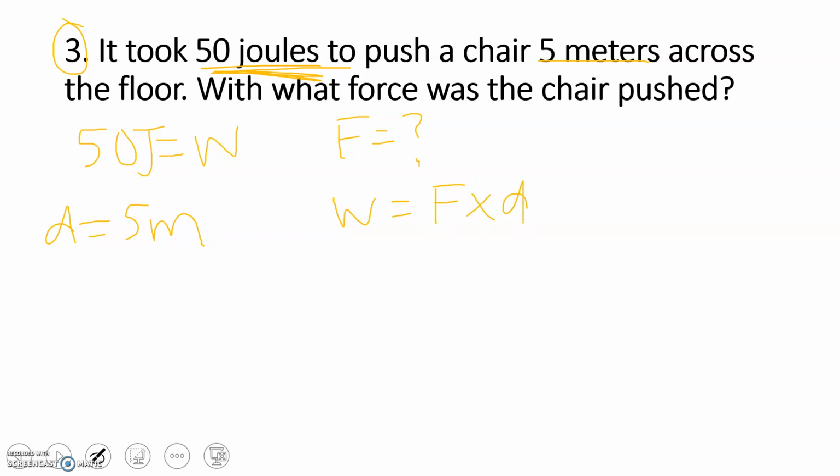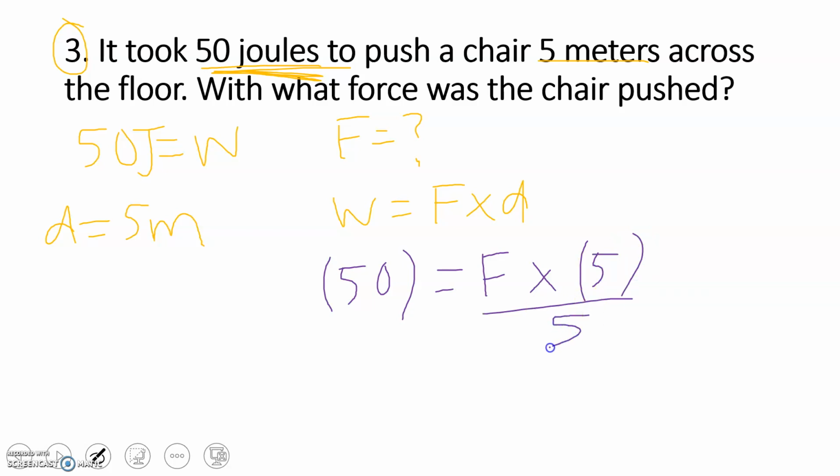All right, let's plug in with what we know. The work done was 50 joules, equals, well, we're looking for the force, so F times the distance, 5. We need to get F on a side by itself to figure out what that force is. So we divide by 5, which cancels on this side. 50 divided by 5 is 10, equals F. And we're talking about force, so it's 10 newtons.